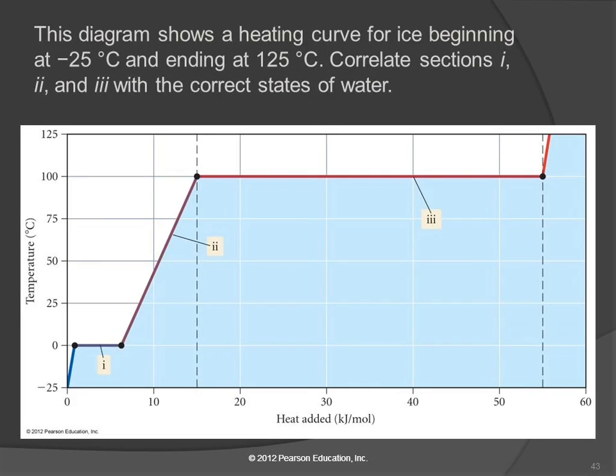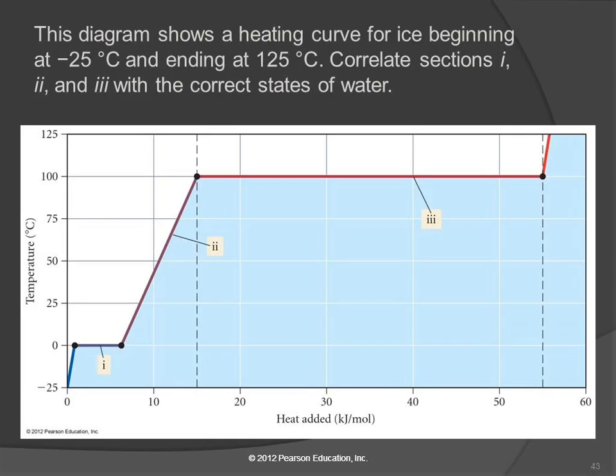So here's a diagram showing a heating curve for water, beginning with ice at minus 25 and ending with steam at 125. So let's just talk about this real quick and make sure we understand what's going on here. So over here in this section, what's happening? This is ice. It's below 0 degrees Celsius. What's happening to the ice? Is it melting here? No. It's warming up. Okay?